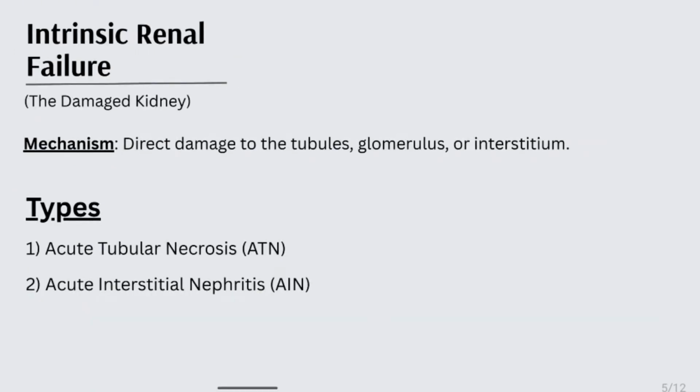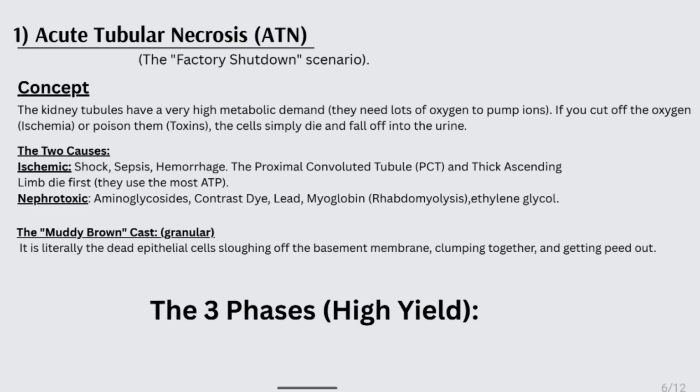So after prerenal causes, the next category is intrinsic acute kidney injury, where the problem is within the kidney itself. Here, there is direct damage to the renal tissue, which can involve the tubules, the glomeruli, or the interstitium. On the USMLE, the two most commonly tested intrinsic causes are acute tubular necrosis and acute interstitial nephritis, which we'll go through next. Acute tubular necrosis can be caused by either ischemia or nephrotoxins.